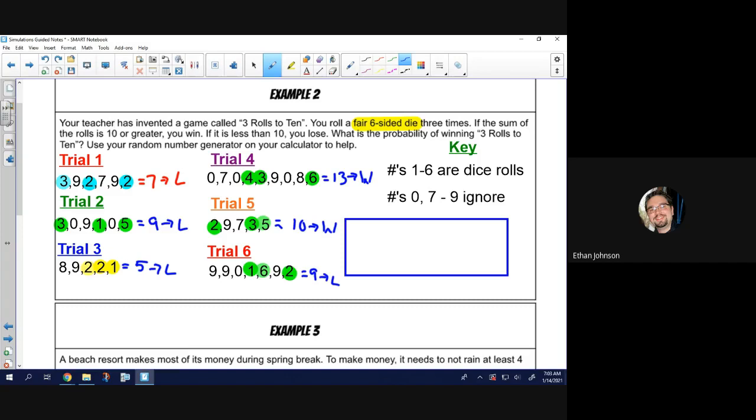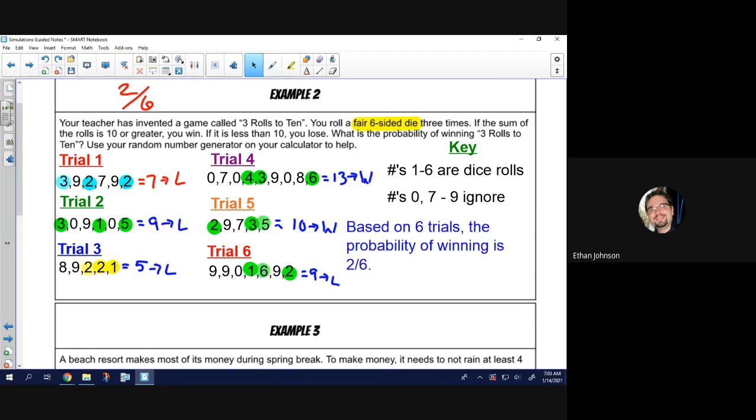So to find the probability of winning in this game, our frequency of wins is 2, because I had 2 games of wins. If you had more, put it down, or if you had less, put that down. So in my case, I had 2 wins out of my 6 trials. So to answer the question of what is the probability of winning 3 rolls to 10, I would say, based on 6 trials, the probability of winning is 2 over 6.